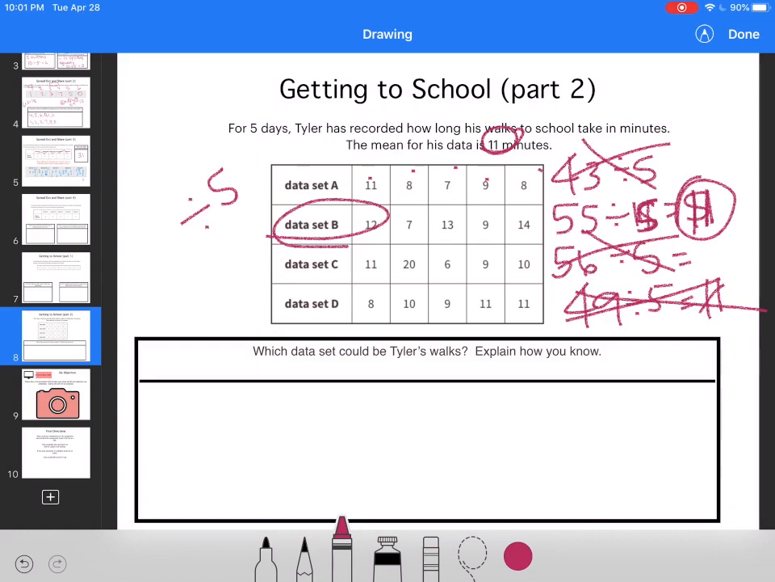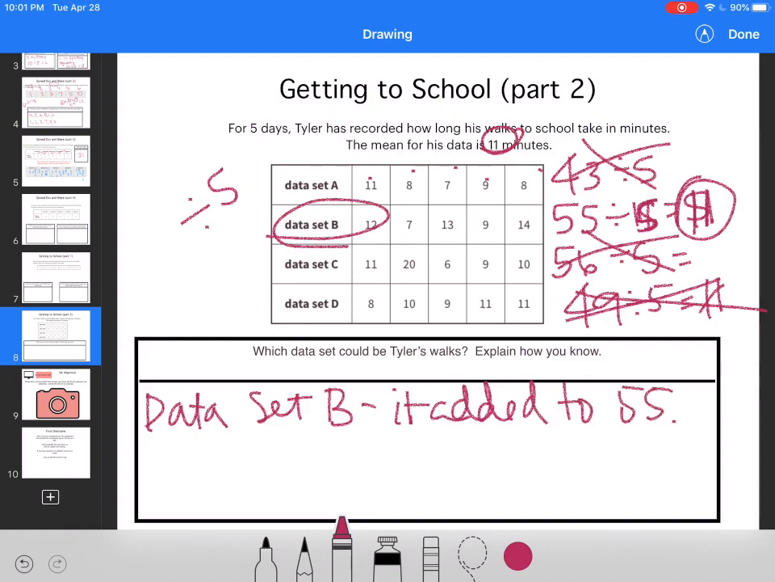So which data set could it be? Data set B. It added to 55. 55 divided by 5 equals 11. So that's why it's data set B.